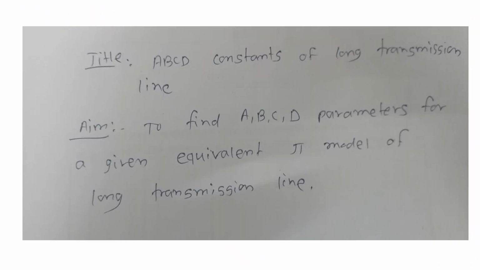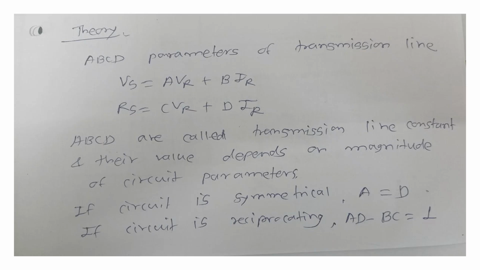So in this video, the title of the experiment is ABCD constant of the long transmission line. Aim of the experiment is to find the ABCD parameters for given equivalent pi model of long transmission line. So before starting the practical discussion, quickly we'll go through the theory.